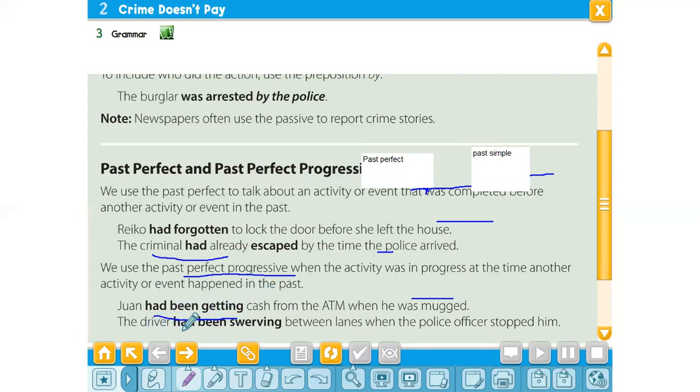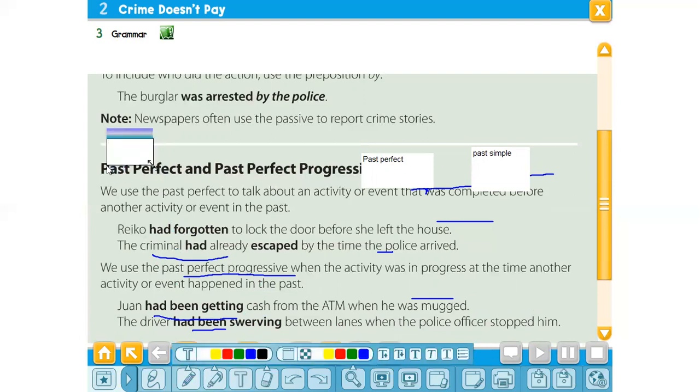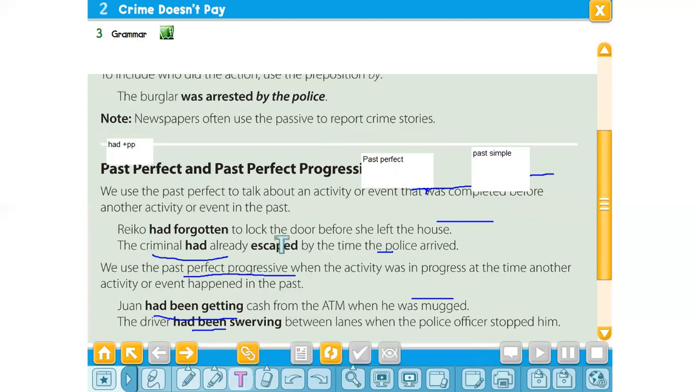The driver had been swerving between lanes when the police officer stopped him. It took a long time in the past. Okay, so we will write the form of past perfect here. What is the form of past perfect? Excellent. Had plus past participle. What is the form of past perfect progressive? Had been plus verb plus ing.